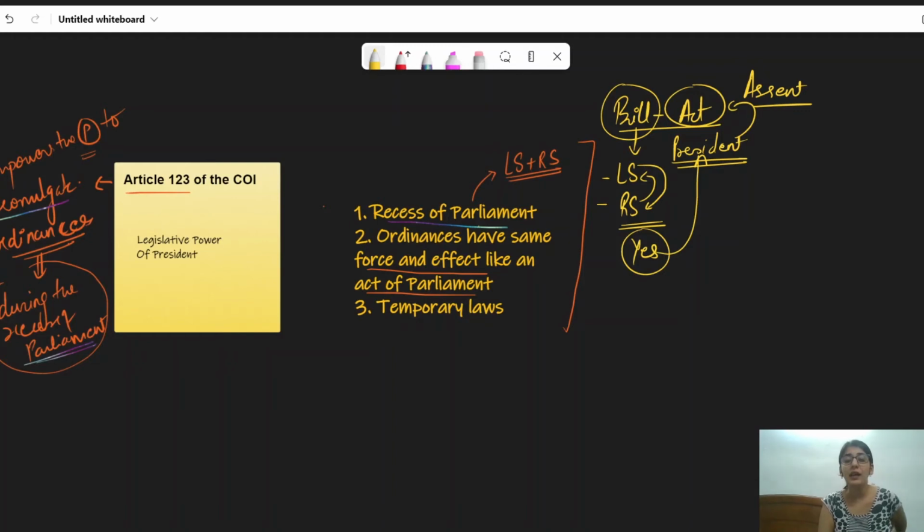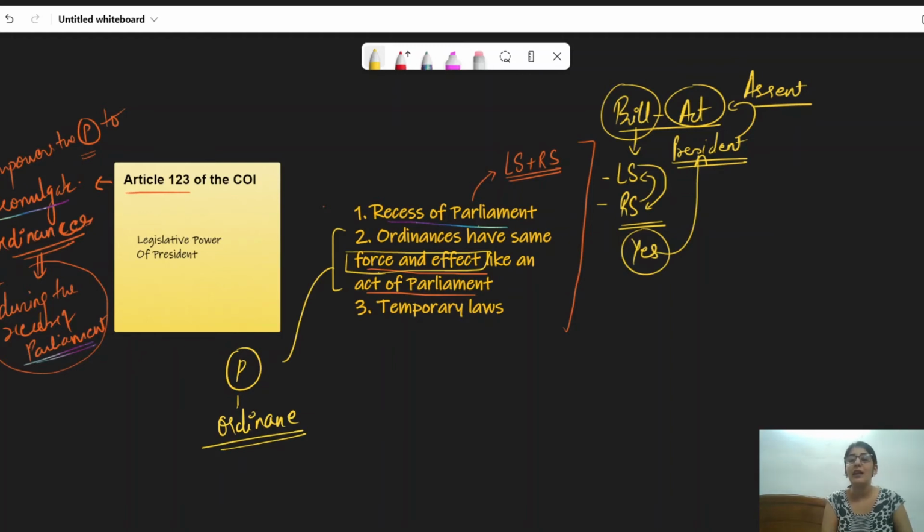Now, I'm saying here that the ordinance has the same force and effect like the act of the parliament. When the president promulgates this ordinance, that ordinance will have the same force and the same effect as the act of the parliament. Is this clear? These three points are rather important. This is the introduction of the ordinances, so very important.